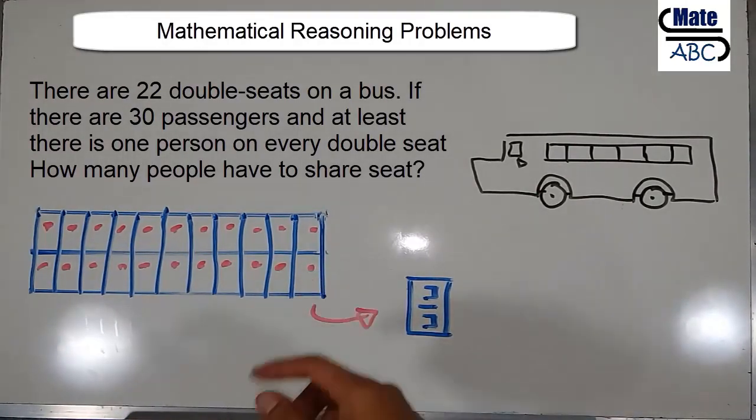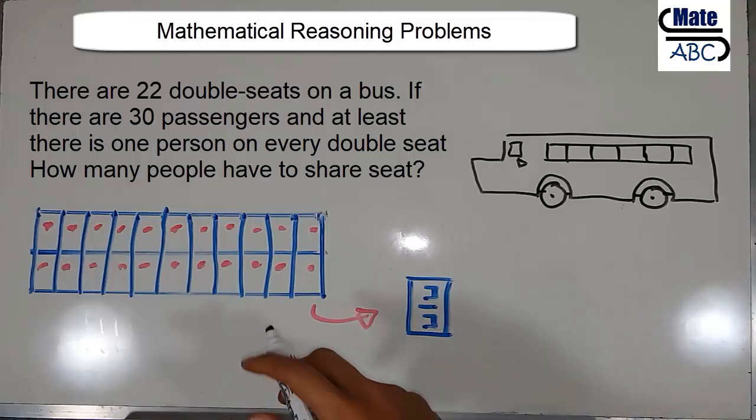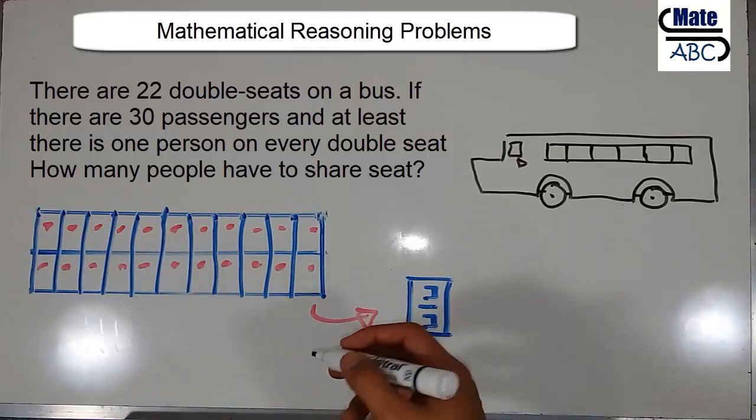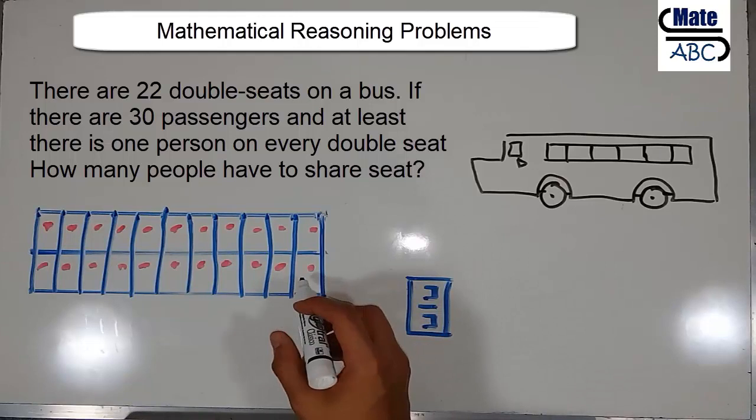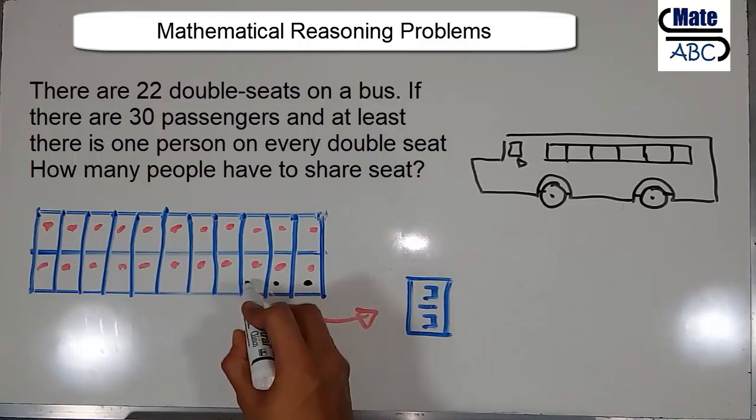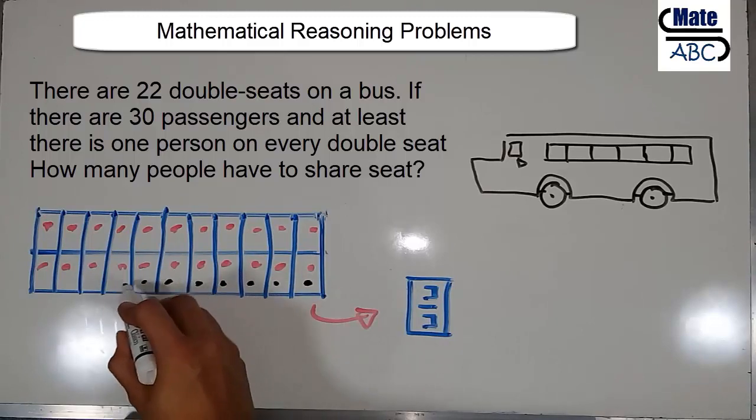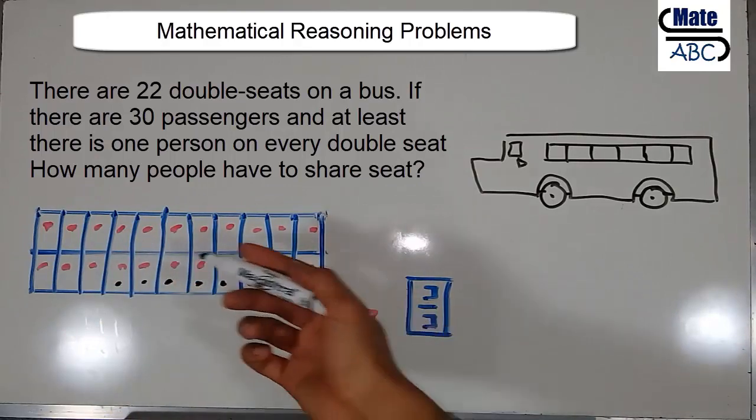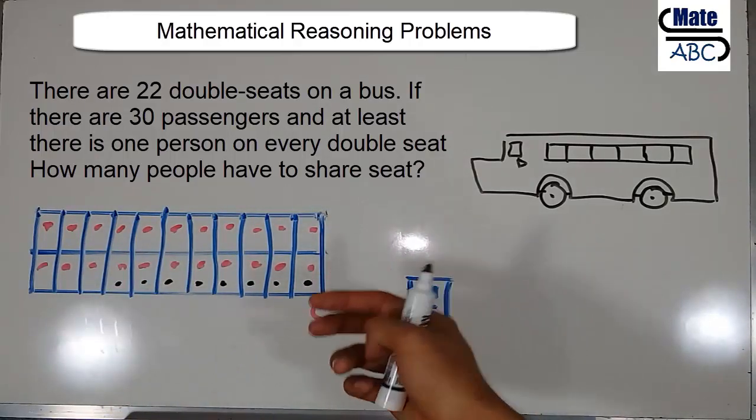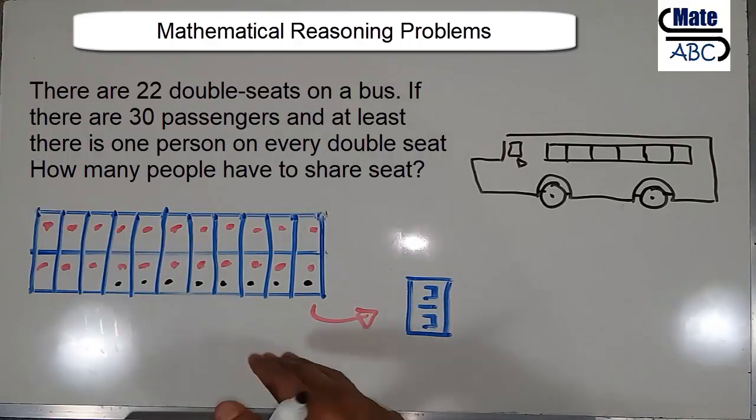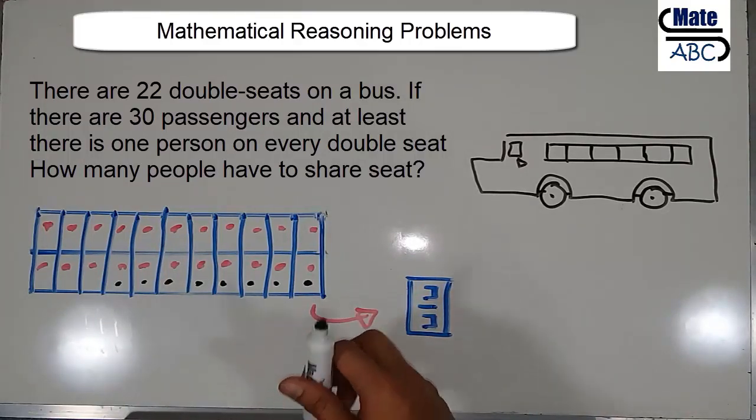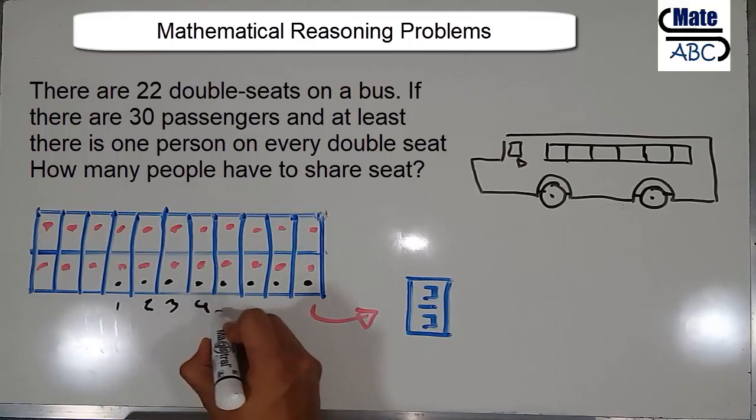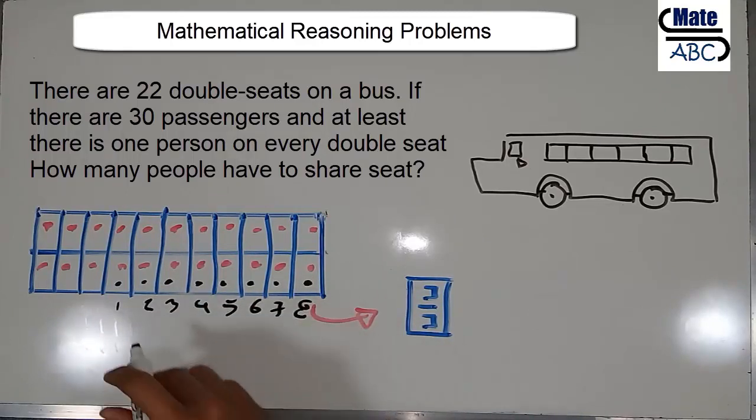So there are 22 passengers on the double seats, one on each, but it says that there are 30 passengers. So you can either take this one, 1, 2, 3, 4, 5, 6, 7, 8. So there are 30 passengers on the bus, and the persons who have to share the seats are these 1, 2, 3, 4, 5, 6, 7, and 8.